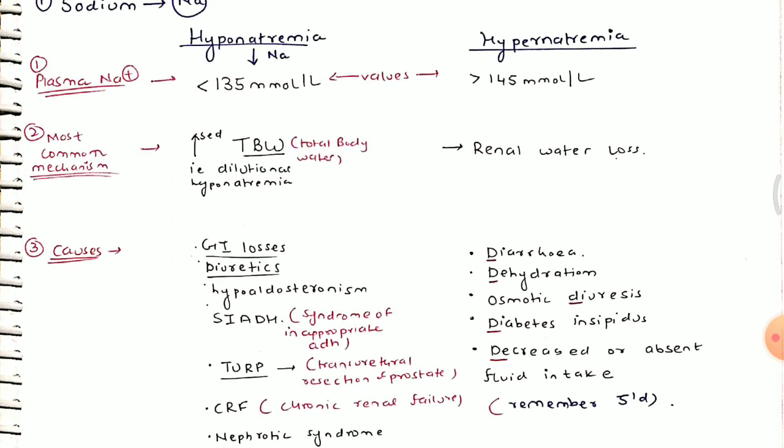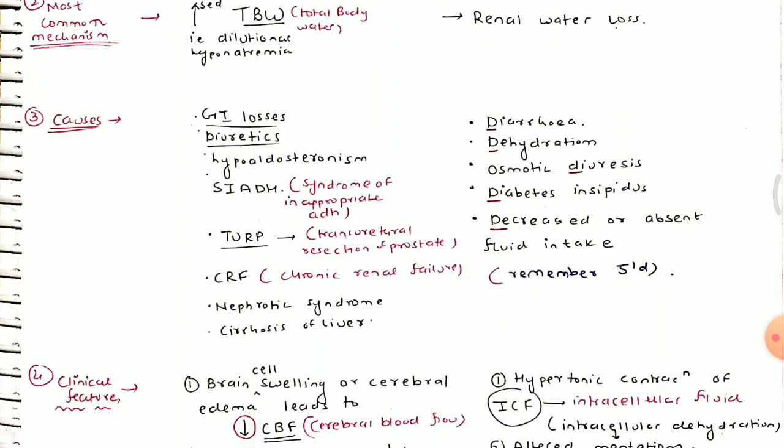Causes of hyponatremia include GI losses, diuretics, hypoaldosteronism, SIADH, which is syndrome of inappropriate ADH, antidiuretic hormone, TURP, transurethral resection of prostate, CRF, chronic renal failure, nephrotic syndrome, and cirrhosis of liver.